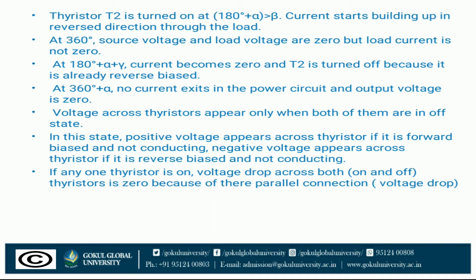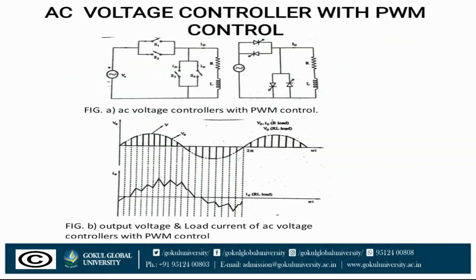Voltage across a thyristor appears only when both of them are in the off state. In this state, positive voltage appears across a thyristor if it is forward biased and not conducting. Negative voltage appears across a thyristor if it is reverse biased and not conducting. If any one thyristor is on, the voltage drop across both the on and off thyristor is 0 because of the parallel connection.